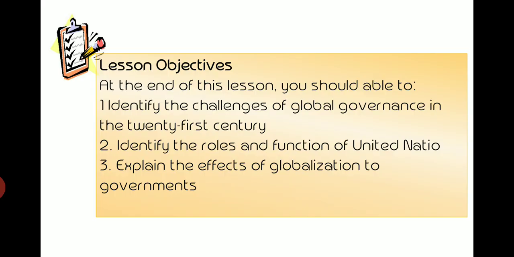At the end of this lesson, you should be able to identify the challenges of global governance in the 21st century. We should be able to identify the roles and functions of the United Nations. Sorry, that was missing an N. And number 3, we should be able to explain the effects of globalization to government. So, let's proceed to our first topic.